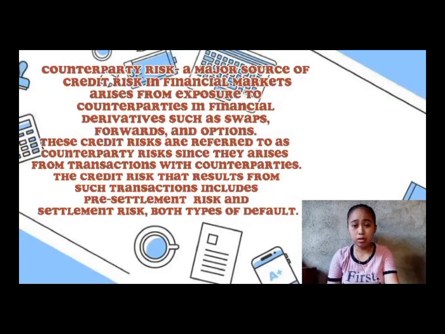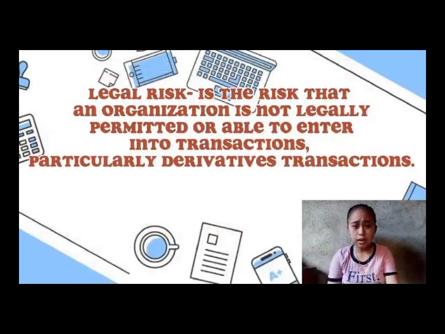Counterparty risk is a major source of credit risk in financial markets, arising from exposure to counterparties in financial derivatives such as swaps, forwards, and options. These credit risks are referred to as counterparty risk since they arise from transactions with counterparties. The credit risk that results from such transactions includes pre-settlement risk and settlement risk. Both types are default. Legal risk is the risk that an organization is not legally permitted or able to enter into transactions, particularly derivatives transactions.